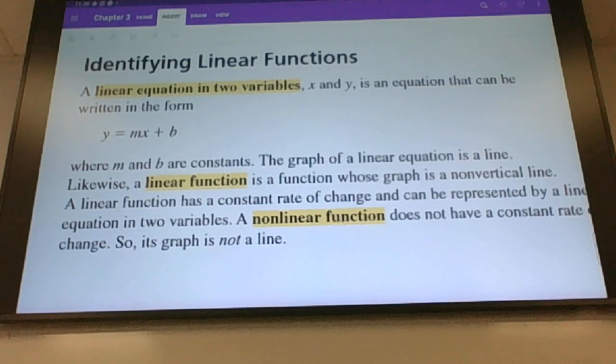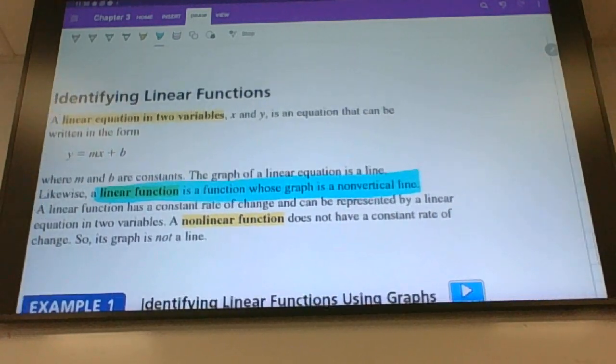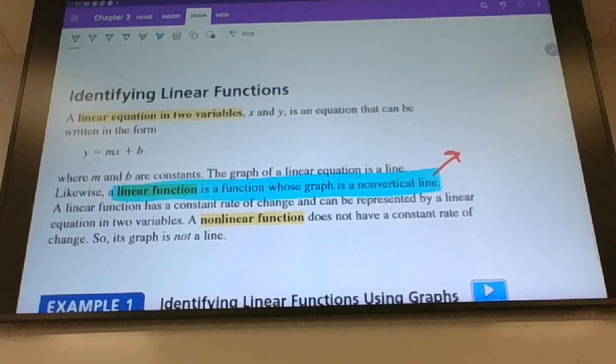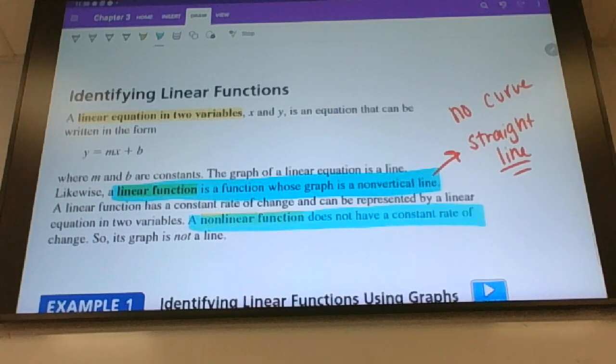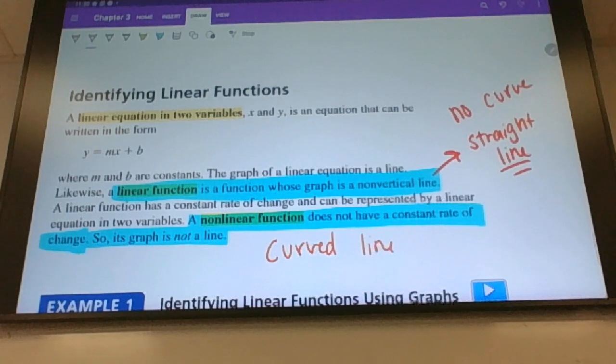Alright, here's what I wanted you to write down for number 2. A linear function is a function whose graph is a non-vertical line. So what I want you to know is it must be a perfectly straight line, no curve. Okay, no curve, straight line. A nonlinear function does not have a constant rate of change. So its graph is not a straight line. Curved line, nonlinear function.